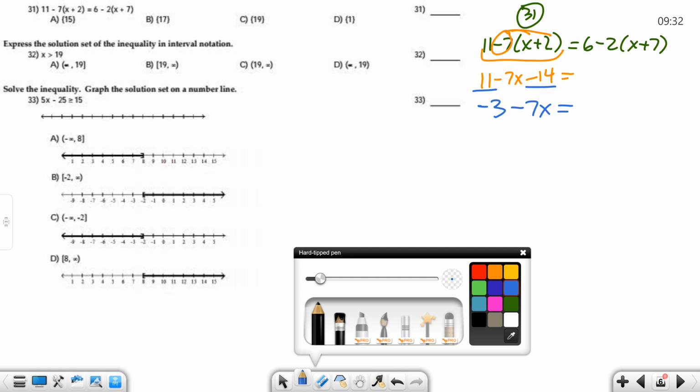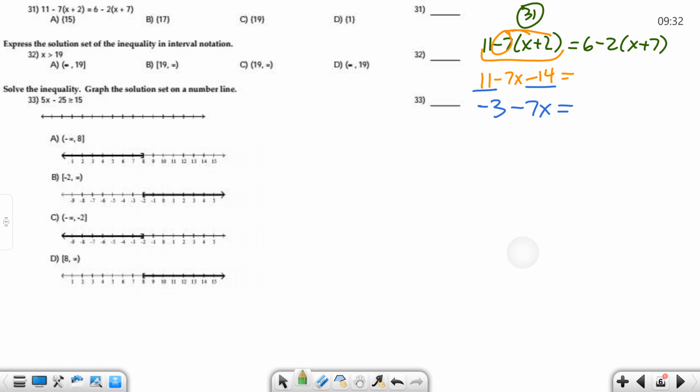And then on the other side over here, I'm going to say, okay, what about this side? Well, again, nothing inside here. So I'm going to take this negative 2 and distribute it. 6 minus 2x, right? Negative 2 times x. Negative 2 times 7 is minus 14. And again, I have 6 and minus 14 like terms.